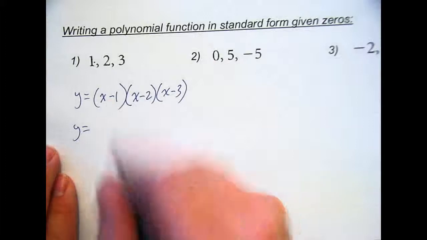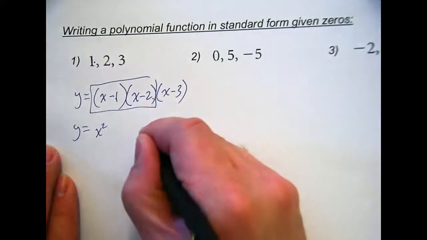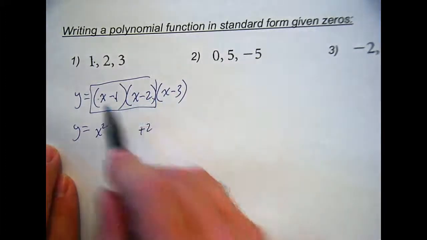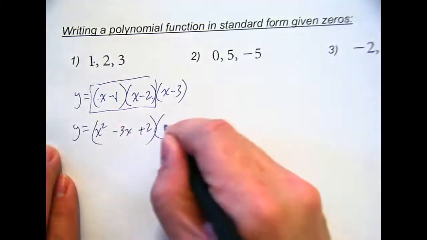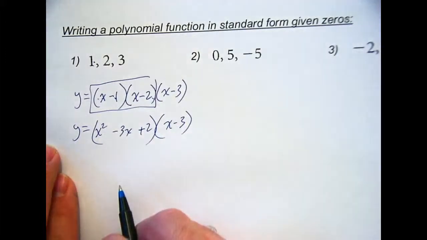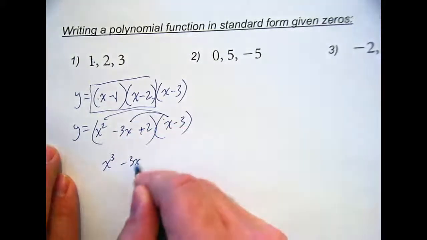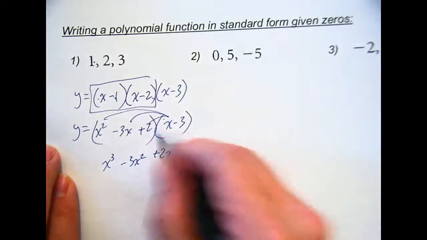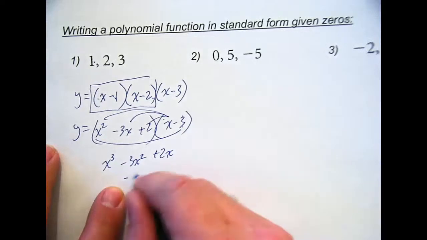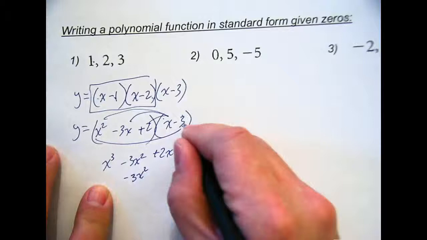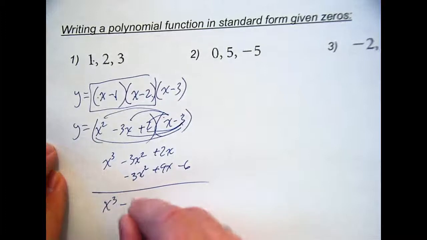So many of you are good at multiplying 2. You look at that and you go, I know that's x squared. That's the front. The back is negative 3, or positive 2. And negative 1x and negative 2x is negative 3x. 2 of them should be easy. It's when you have to multiply a trinomial by a binomial that gets a little more complex. So x cubed, you can go backwards. Negative 3x squared plus 2x. And then you go here. Negative 3x squared. Positive 9x and negative 6. X cubed minus 6x squared plus 11x minus 6.